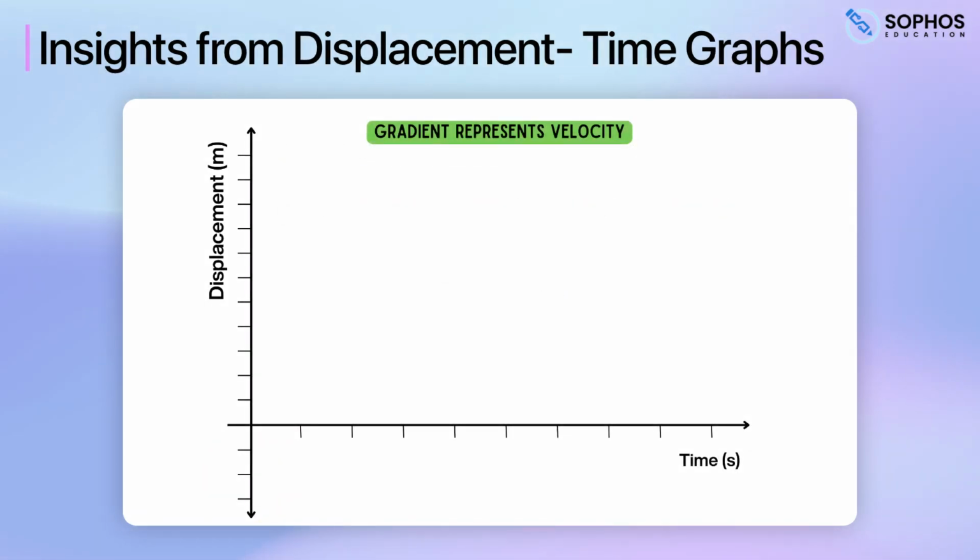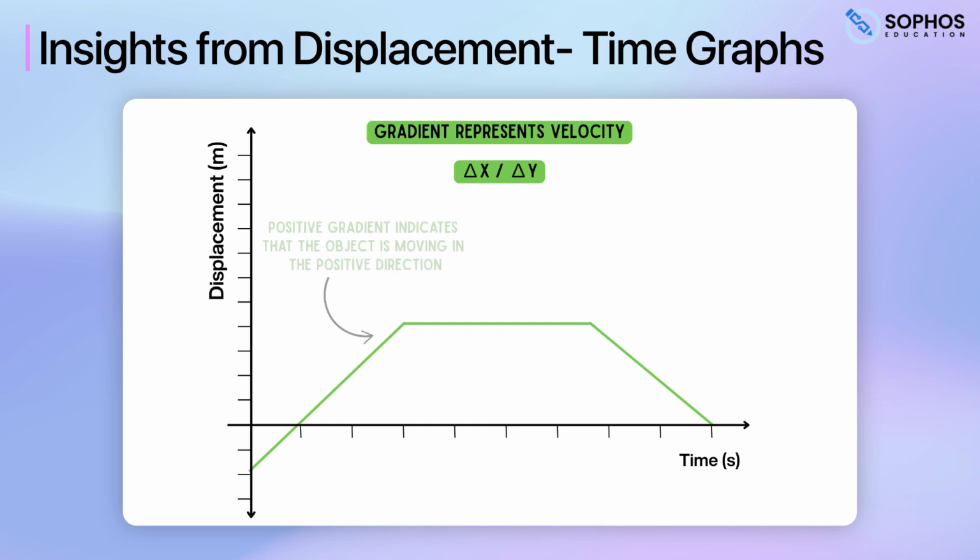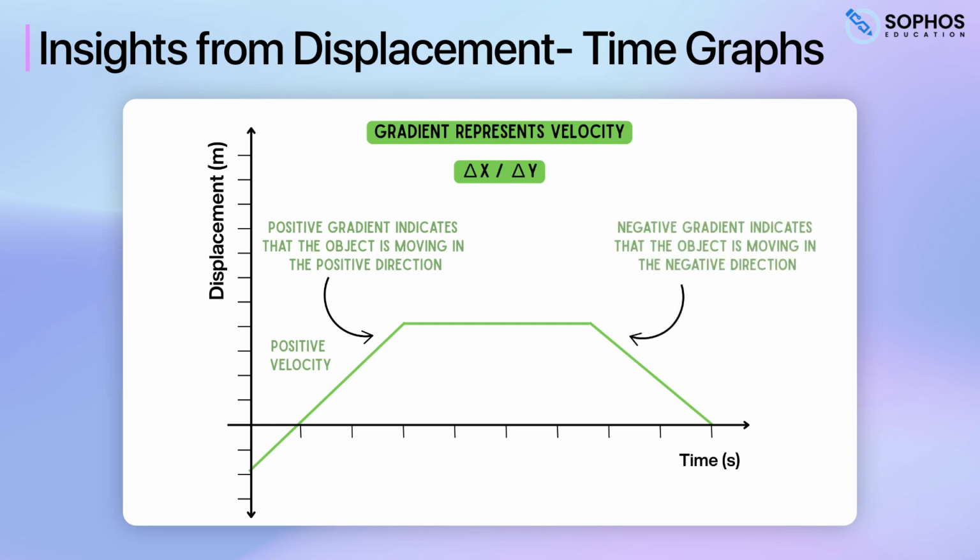The gradient, or slope, of a displacement-time graph represents velocity. Velocity is a vector quantity, meaning it includes both speed and direction. A positive gradient indicates that the object is moving in the positive direction, forward, and therefore has a positive velocity. A negative gradient indicates that the object is moving in the negative direction, backward, and has a negative velocity.